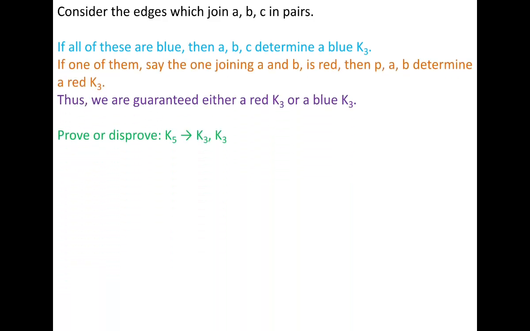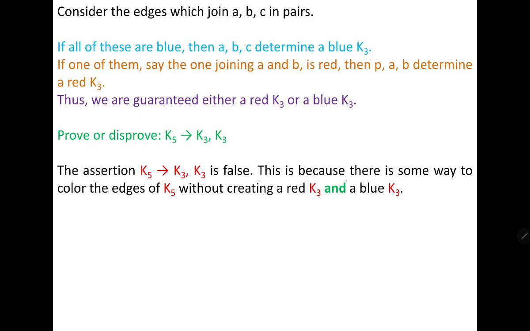Now let's see the other question. It says to prove or disprove for K5. It means that if you do a coloring of K5, K5 can be easily drawn. Then you have to either prove that there would be either a red K3 or a blue K3, or you need to disprove it, you need to find a coloring of K5 with two colors, red and blue, such that that coloring does not have a red K3 or a blue K3. To disprove, you have to show that both are not possible. So think and spend some time.